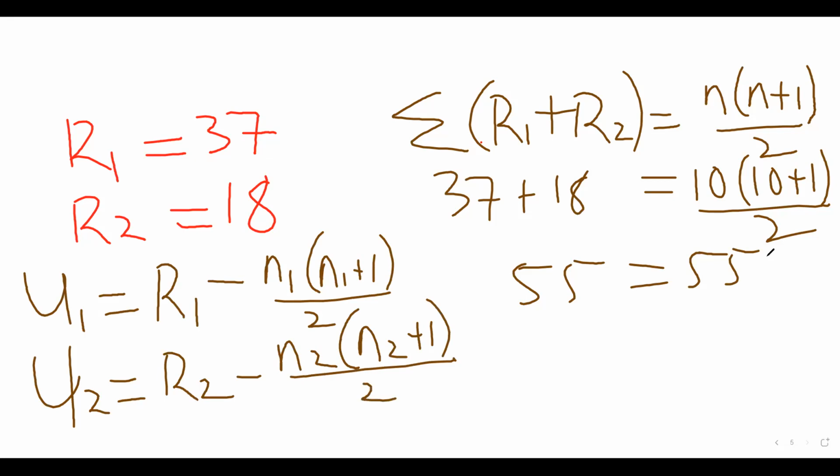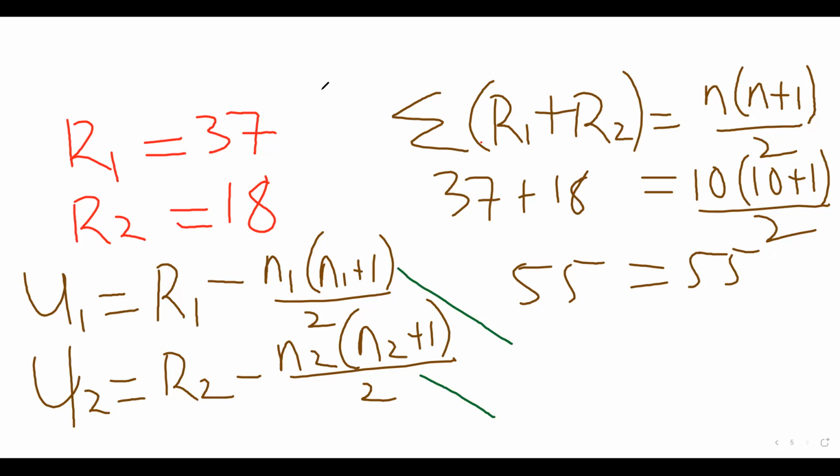Now, N1 is the sample size in the first group, and N2 is the sample size in the second group. Let me try and do the first one here with you. It's just substitution. I'll do this one right here in front of you, and then I'll do the second one. So this one says R1.